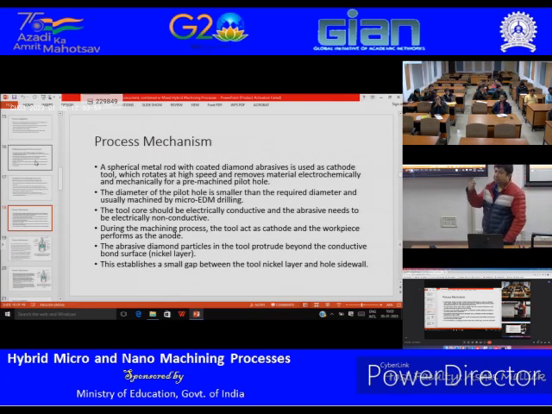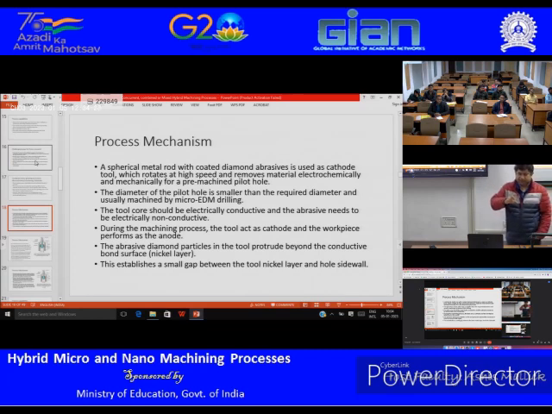So in order to make this process faster, you can use a predefined pilot hole first, and then you can do that. The pilot hole, if it is electrically conductive, can be done by micromilling. If the pilot hole is electrically non-conductive, then you can use micro ECDM or some other process to machine the pilot hole. And then you are using that spherical metal tool with the diamond abrasives connected to it.